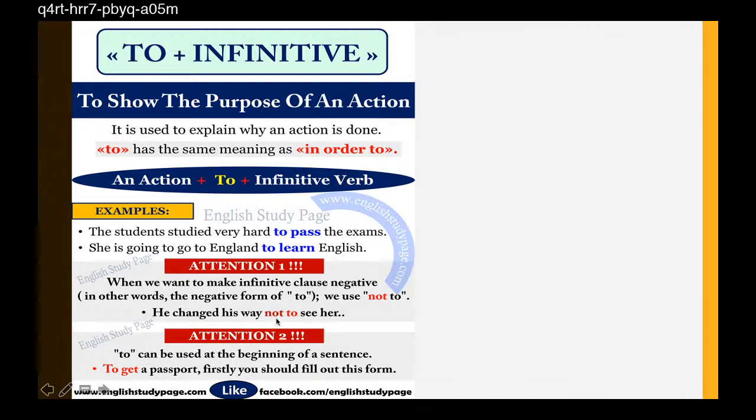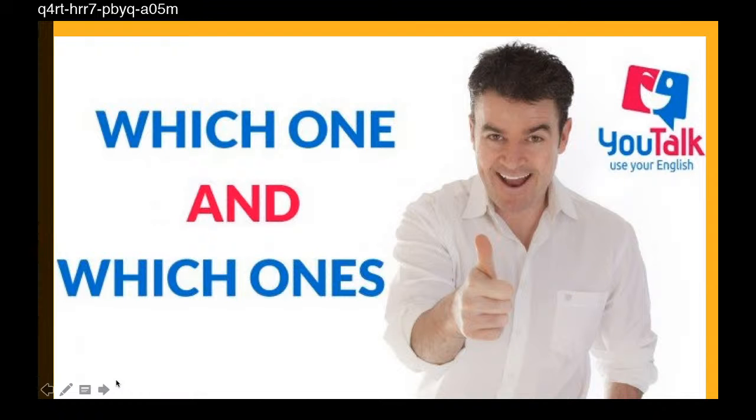He changed his way not to see her. That's the only thing that we are going to state. And also, to can be used at the beginning of a sentence. Here, we saw it in the middle of a sentence, but we can also structure it at the beginning of a sentence. It says here: to get a passport, firstly, you should fill out this form. So we use to at the beginning of a sentence to express the purpose of doing something.